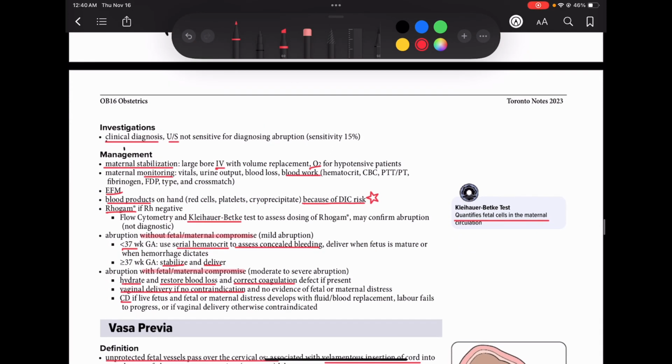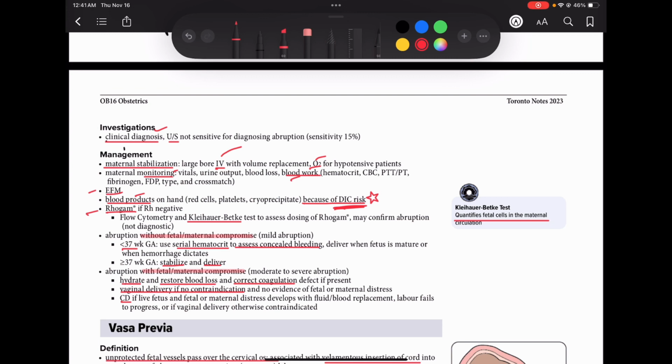And how do you investigate? It is pretty much a clinical diagnosis. Ultrasound is not really sensitive. You just stabilize the mommy, maternal stabilization: give IV fluids, oxygen, monitor them, send blood work, and get ready with the blood products on hand, red cells, platelets, cryoprecipitates, because there is more DIC risk here. And then do external fetal monitoring, keep on monitoring baby's heart rate and the rest of the stuff.